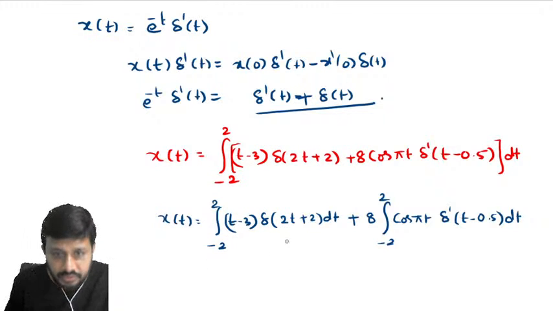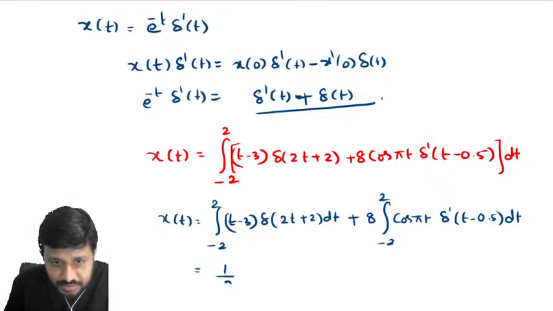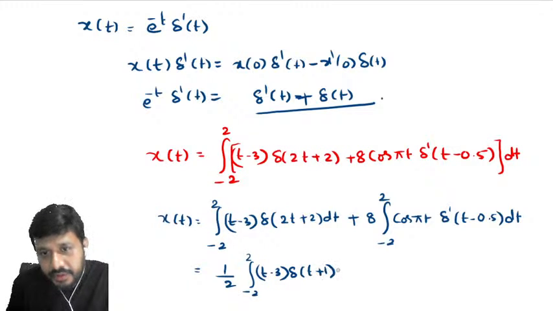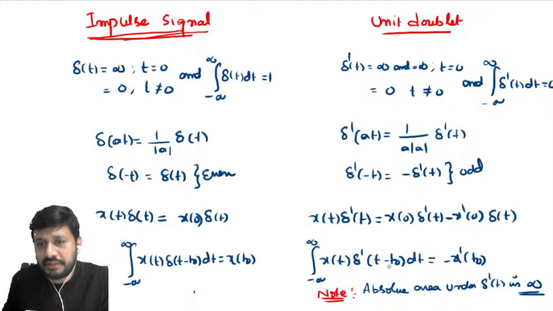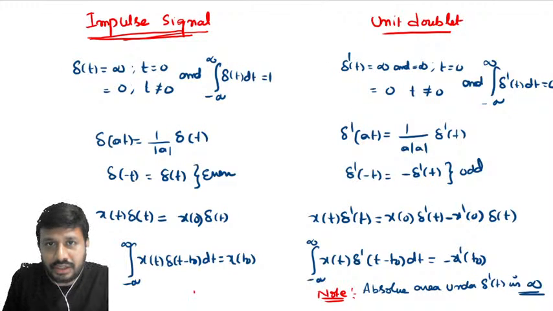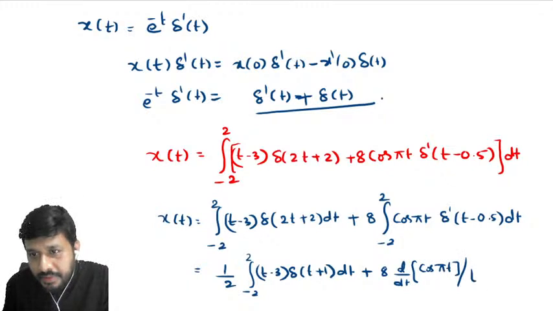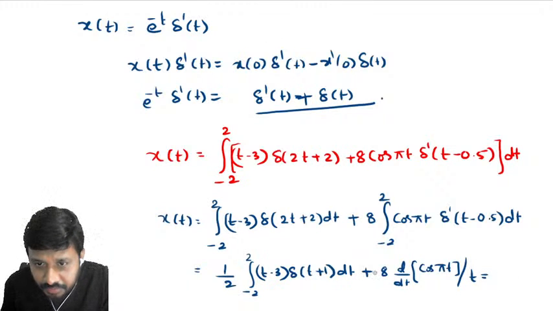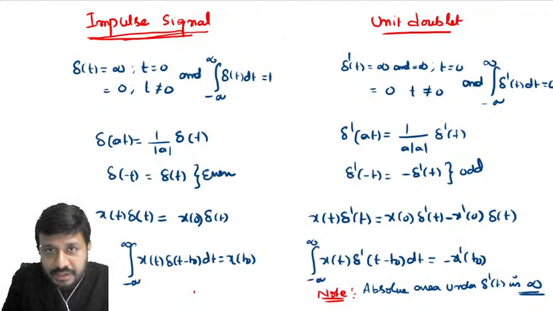Now the first integral I think you can solve, from yesterday's discussion. First of all you have to bring it into standard form. So take 2 common. If I take 2 common, it will become like this: integral from minus 2 to 2 of t minus 3 into del of t plus 1 dt, plus, for this one you have to use this property, x of t into del dash of t minus t naught. What is this one? Minus x dash of t naught. So minus x dash of t naught means plus 8 into d by dt of cos pi t. Minus will come now, plus minus 8 into d by dt of cos pi t. At t naught you have to calculate. What is in place of t naught here?